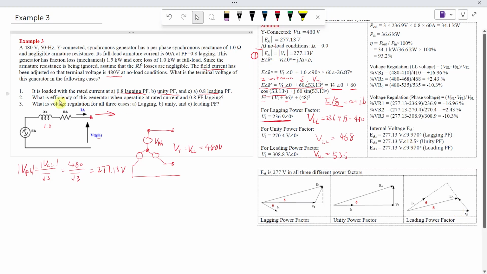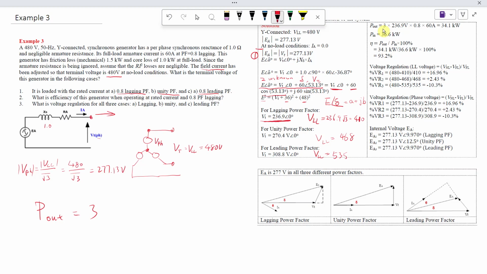And the next part is: what is the efficiency of the generator when operated at rated current? You can see this one. So the output here equals 3 phase multiplied by 236.9, and this is the phase voltage here, right? We can use this phase voltage multiplied by this phase current, which is 60, and multiplied by the power factor, which is 0.8.